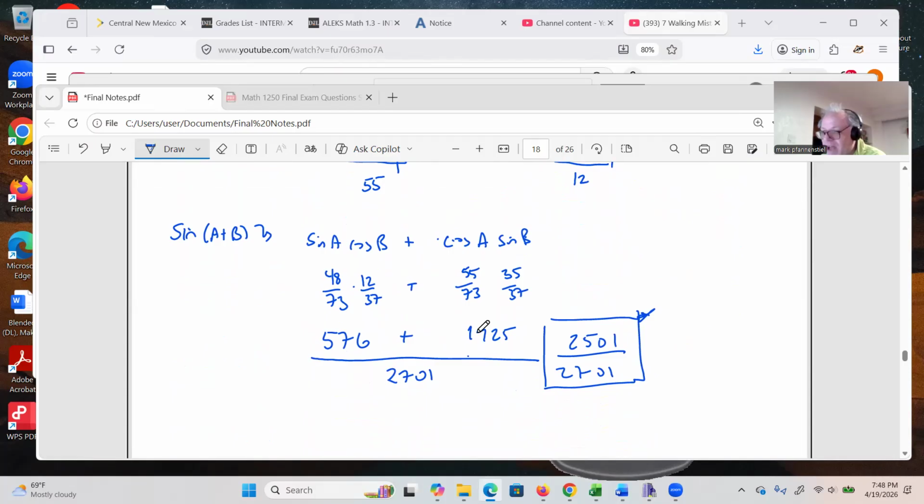You have to go through and draw the triangles out and give me a sine of A plus B kind of idea here. So be careful with this problem.